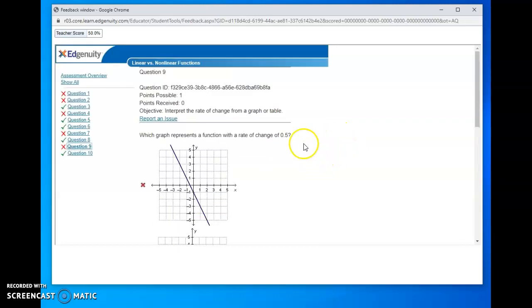So remember, I really don't like how they give you these as decimals. Fractions would be much easier. So 0.5 is the same as 1 over 2. So remember, that means you're rising 1 and running 2.